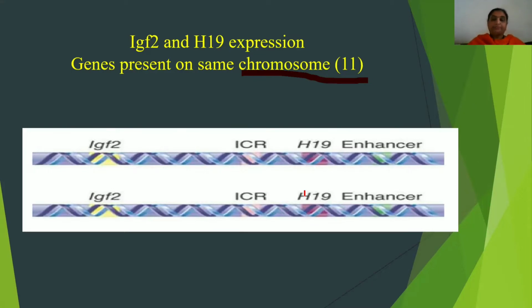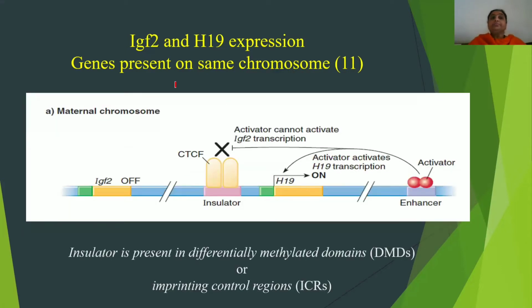And here in this imprinting, the parent-specific inheritance means that one gene is going to be expressed from one chromosome, and the second gene is going to be expressed from the second chromosome. Here, take the maternal chromosome. Here, the genes are the same ones, the IGF2 and H19 genes.